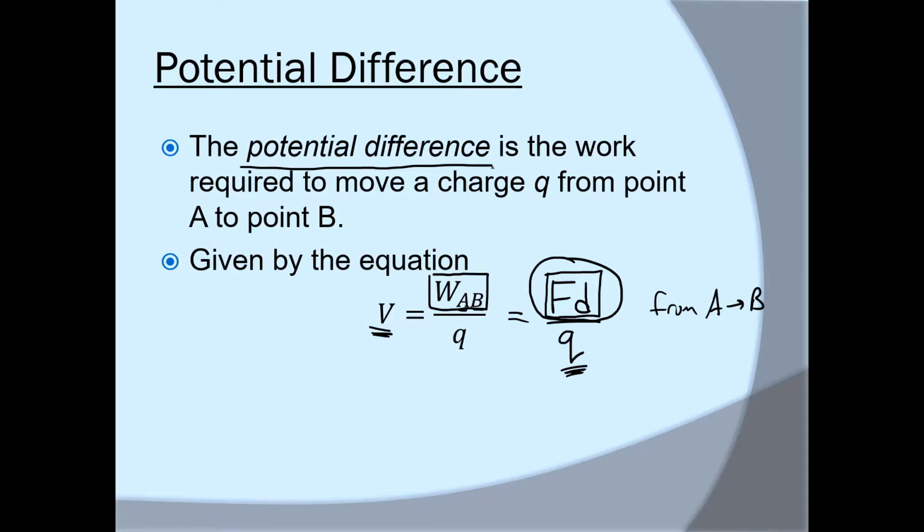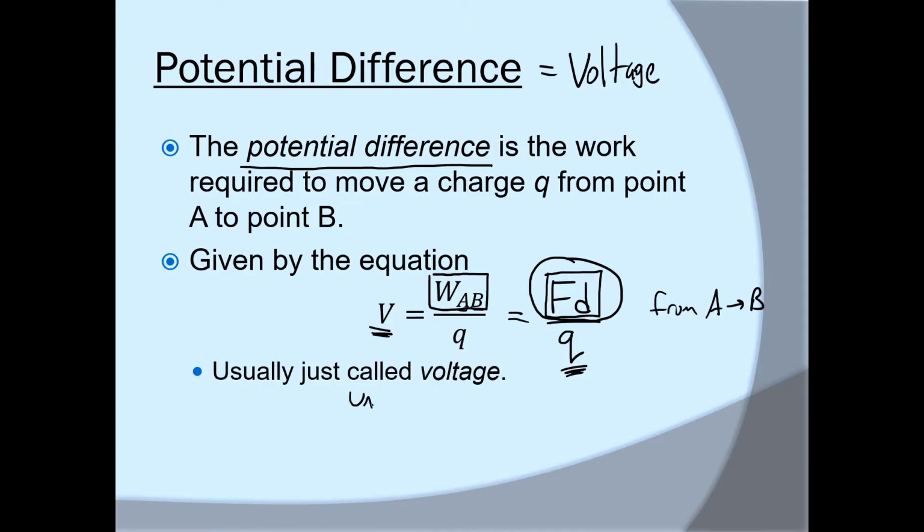Generally speaking, we call this potential difference just voltage. So you're going to hear the terms potential difference and voltage used quite interchangeably moving forward as we talk more about electricity. Just remember, potential difference is voltage. It's usually measured in volts, and the units are joules per coulomb, or volts.